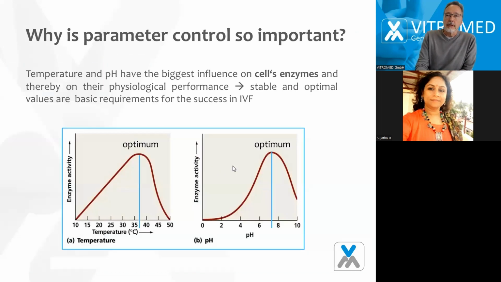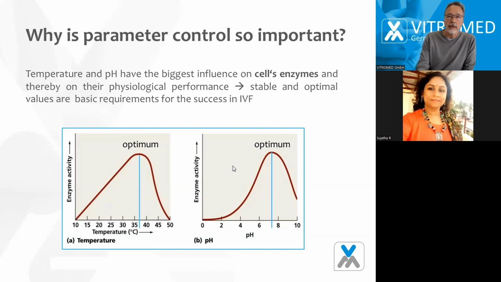But why is parameter control so important? Temperature and pH have the biggest influence on the enzymes of the cells, and thereby on their physiology, the physiological performance. The physiological performance really is the most deciding thing for a good embryo culture. Stable and optimal values are basic requirements for the success in IVF.